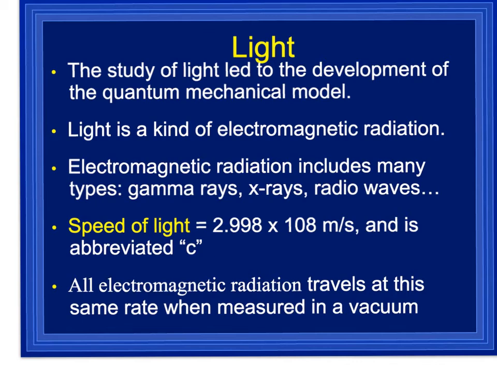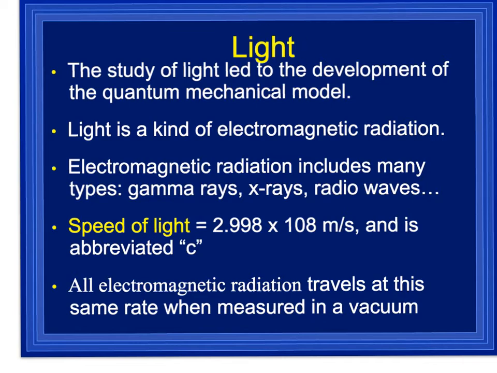So to start off with, we need to talk about some facts about light. First off, the study of light led to the development of the quantum mechanical model. Remember we were talking about the electron's address and where they're located. In addition, light is a type of electromagnetic radiation. You might have heard this term before. It includes light, but it also includes other types such as gamma rays, X-rays, and radio waves.